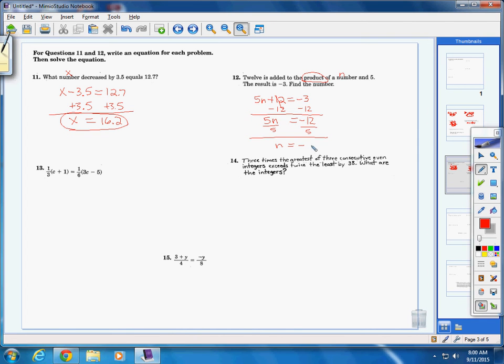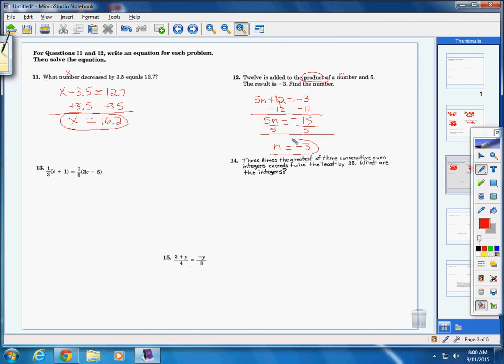Did I do something wrong? Yes, I did. Let me go back. I realized that didn't check, so I need to change my answer here. Oh, careful. Let's get rid of that guy. And that. Hopefully you caught me before I finished. So negative 3 minus 12 is actually negative 15. So we would have had right here 5n equals negative 15. We still have to divide by 5. And n then is equal to negative 3.